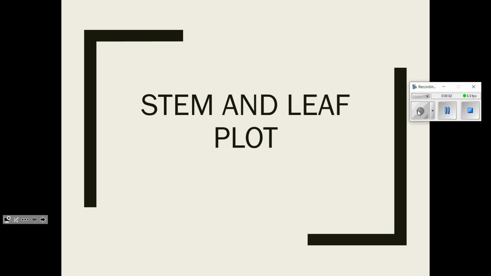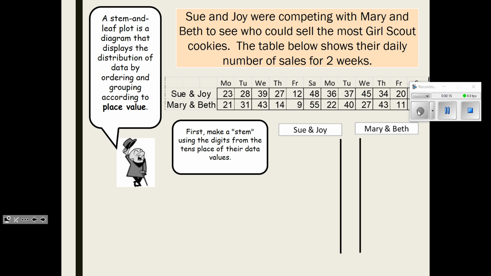Today we're going to be looking at how to make a stem and leaf plot, and then how to read the information on that to determine the mean, median, and the mode. So first of all, we have some information here. A stem and leaf plot is a diagram that displays the distribution of data by ordering and grouping according to place value. So, stem and leaf plot.